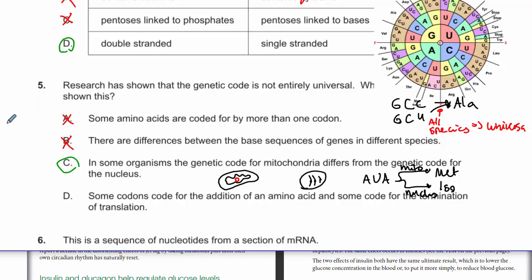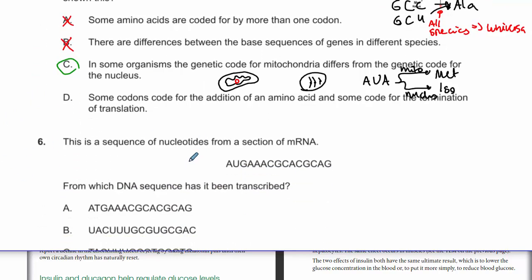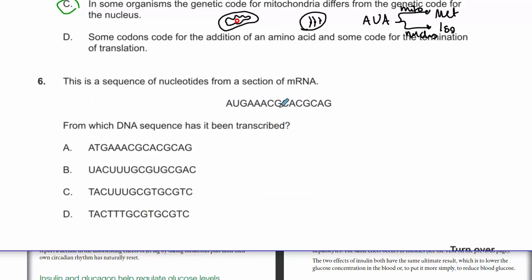Okay. Number 6. This is a sequence of nucleotides from a section of messenger RNA. So we see there is no thymine here, and that is promising. That's good. But it asks for which DNA sequence it has been transcribed from, and then we can just pair these bases. So remember, from which DNA sequence. This adenine on mRNA must have been a thymine on DNA. It couldn't have been a uracil because this mRNA was made from DNA, it says here.